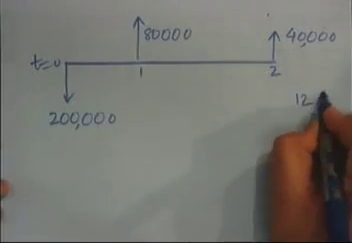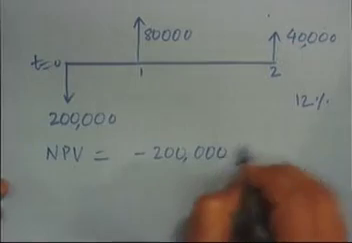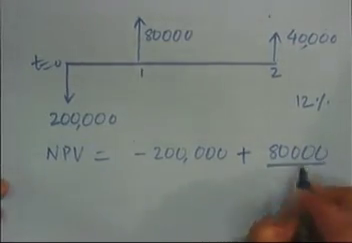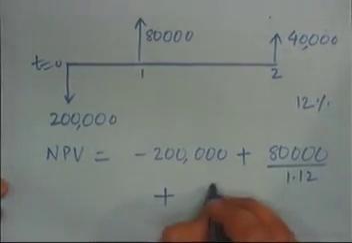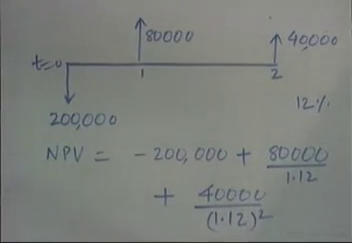Now, if you assume that rate of interest is 12%, the net present value for this is going to be minus 200,000 plus 80,000 divided by 1.12, if you want to use the formula, plus 40,000 divided by 1.12 whole square. This can be calculated by using factors also, but since there are only 2 years involved, I can very well do like this. So, what I have done? I have calculated the net present value for path 1. I have also calculated the joint probability of path 1. Like this, I am going to do for all the paths in the decision tree.